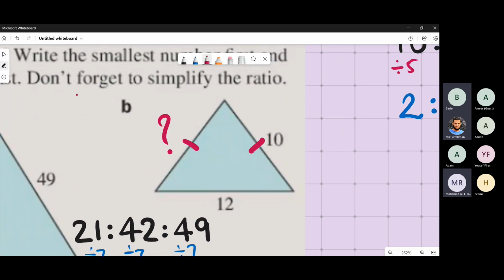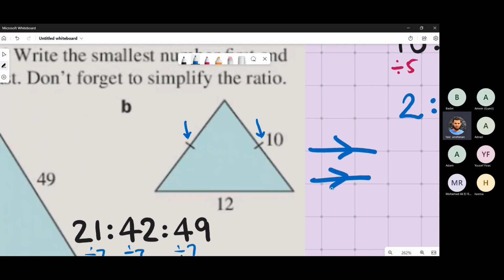Students, please listen. What is the meaning of this line that is created? Is it there for no reason? Parallel lines. How do we know they are parallel? Parallel lines are represented by arrows, not by these cutouts.